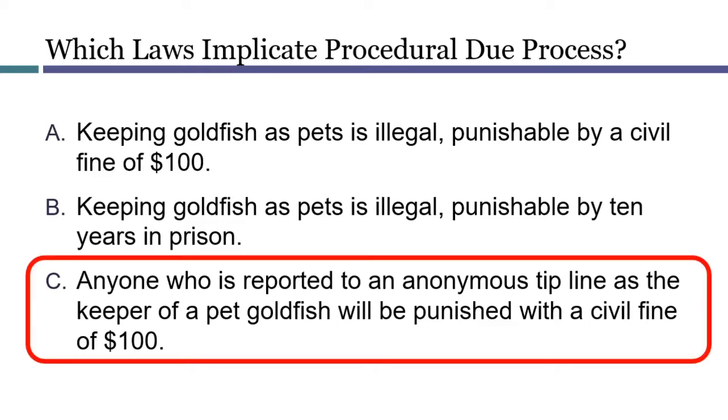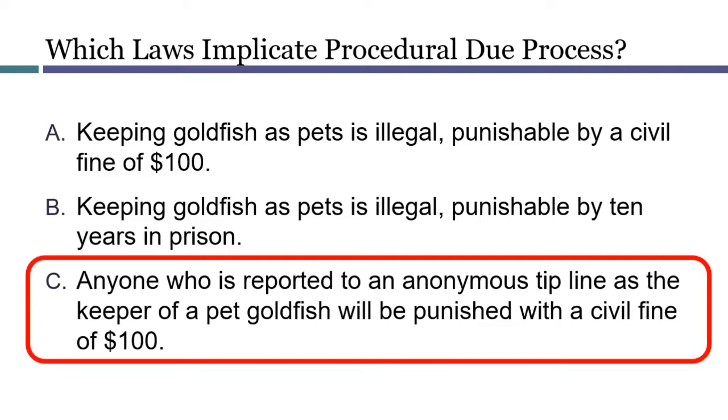Laws A and B deal with the substance of the law, what conduct is forbidden and what punishments will be imposed. If there are any constitutional objections to these laws, they would involve different topics, like substantive due process, equal protection, cruel and unusual punishment, or if they were federal laws, a lack of enumerated power.